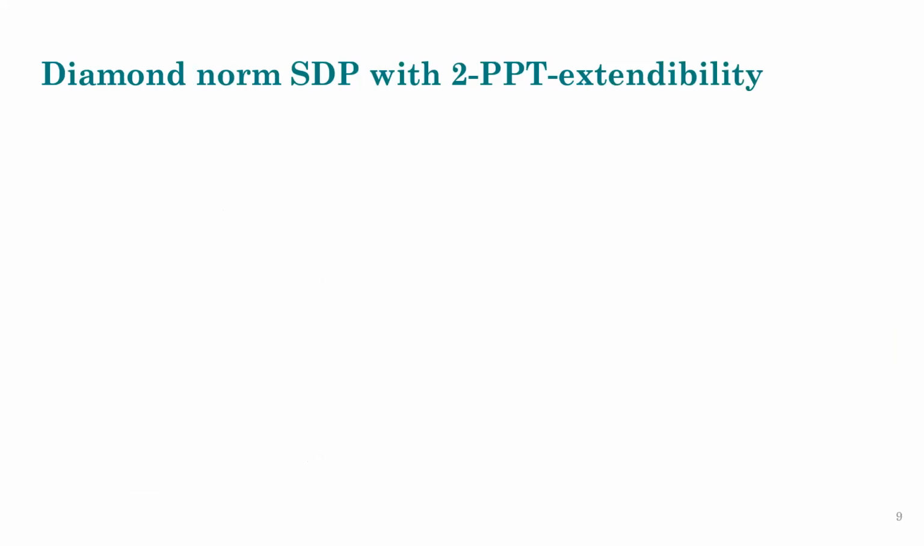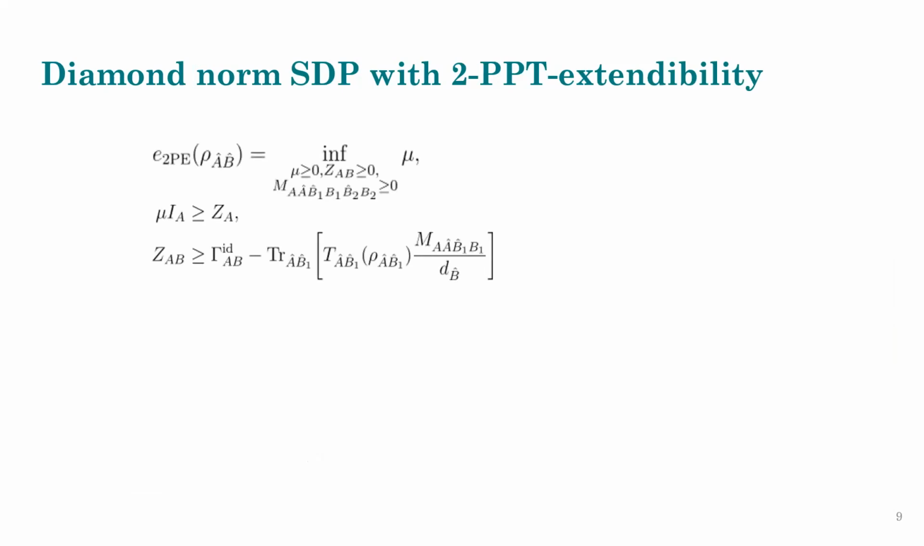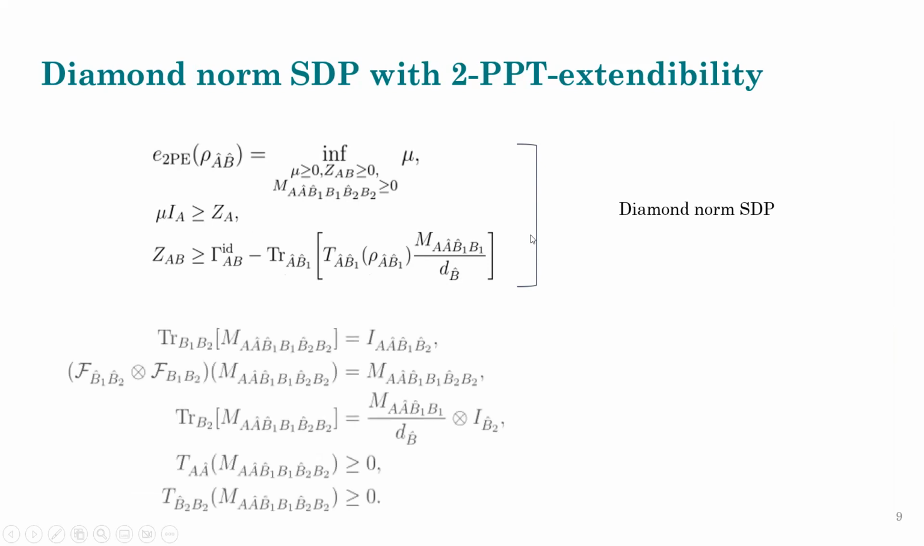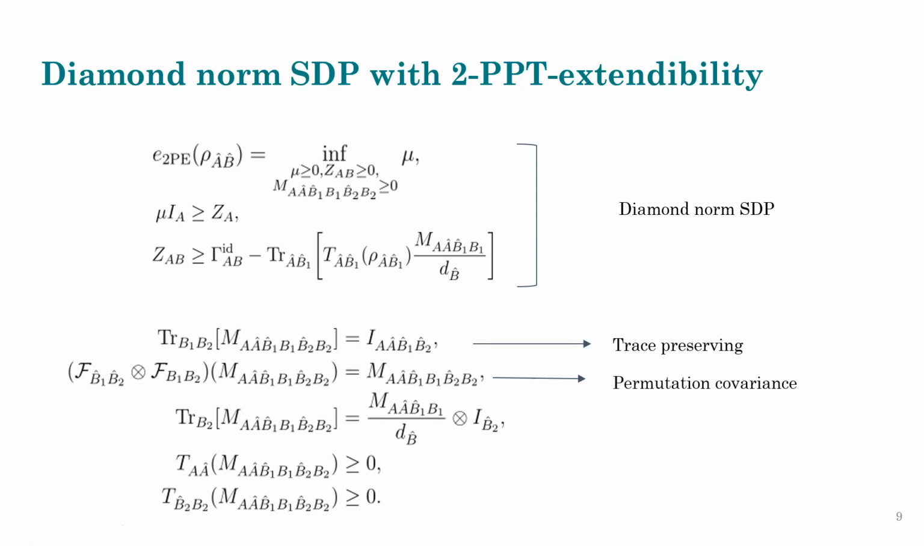So now we can write the SDP for the diamond norm with two PPT extendibility constraints. This is the original diamond norm SDP, where we have just used the Choi matrix of the identity channel, and this is the Choi operator of the joint channel, where we have appended the resource state rho, and this is the Choi operator of the one-way LOCC channel, or rather two-PPT extendable channel that we're looking for. And these are the additional constraints. This one is the trace preserving condition, which is required for M to be a channel. This is the permutation covariance condition. This is the non-signaling condition, and these are the PPT preserving conditions.